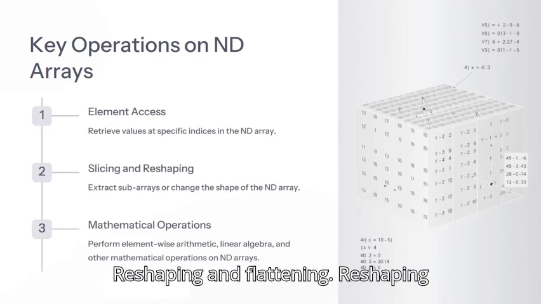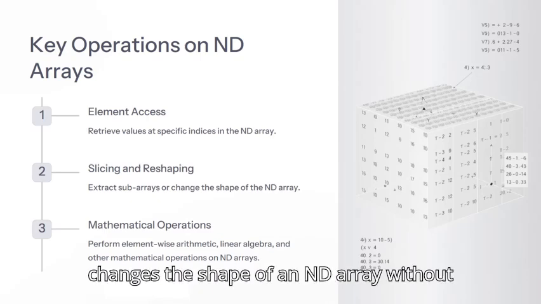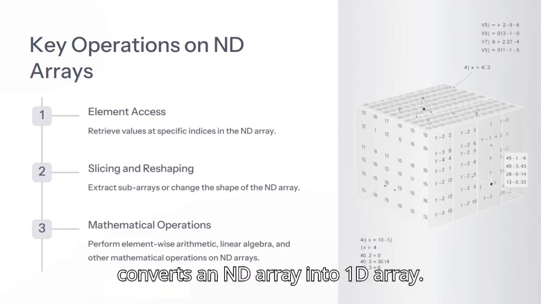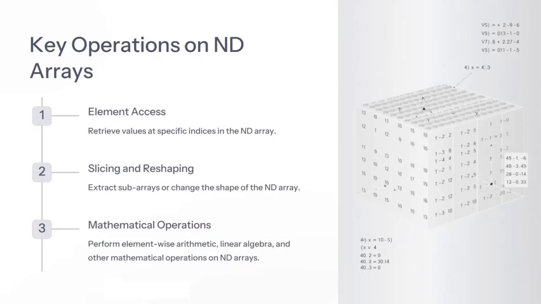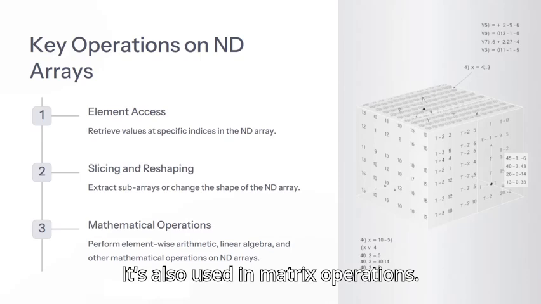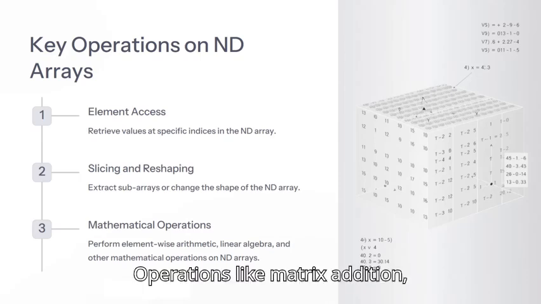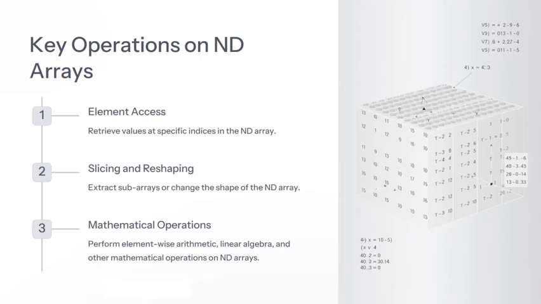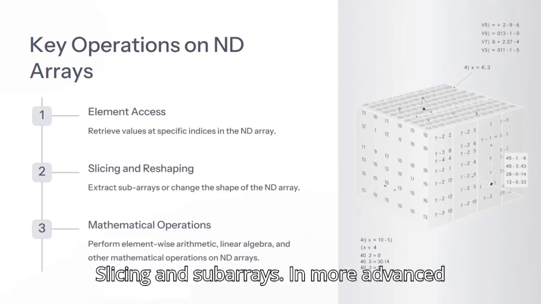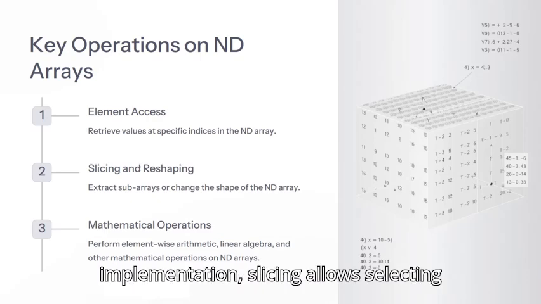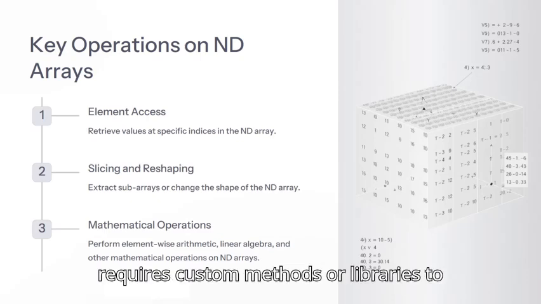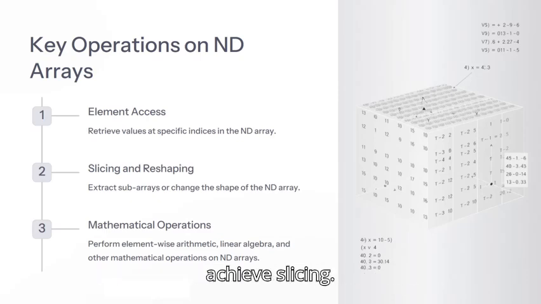Reshaping and flattening. Reshaping changes the shape of an ND array without changing its data, whereas flattening converts an ND array into a 1D array. It's also used in matrix operations. Operations like matrix addition, subtraction, multiplication, and transposition are common for 2D arrays. Slicing and subarrays: in more advanced implementations, slicing allows selecting specific sections of an ND array. Java requires custom methods or libraries to achieve slicing.